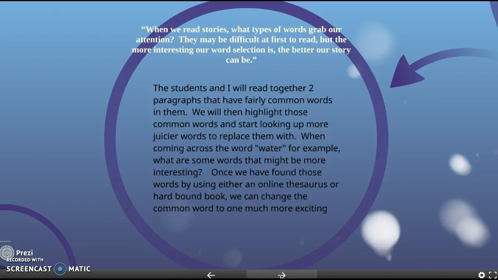So the students and I will read together 2 paragraphs that have fairly common words in them. We will then highlight those common words and start looking up more juicier words to replace them with. When coming across the word water, for example, what are some words that might be more interesting? Once we have found those words by using either an online thesaurus or the hardbound book, we can change the more common word to one much more exciting.